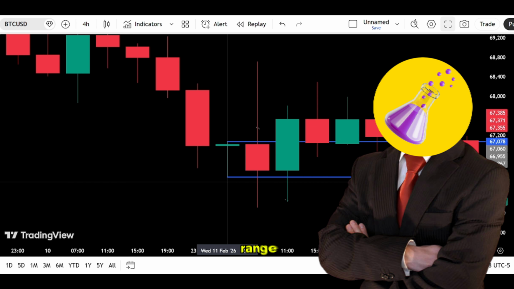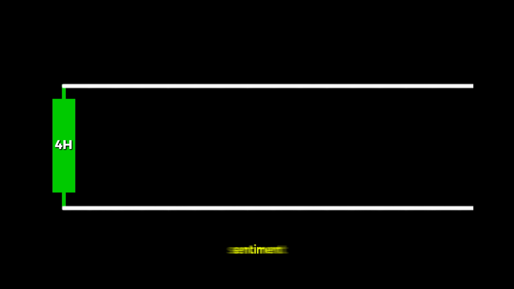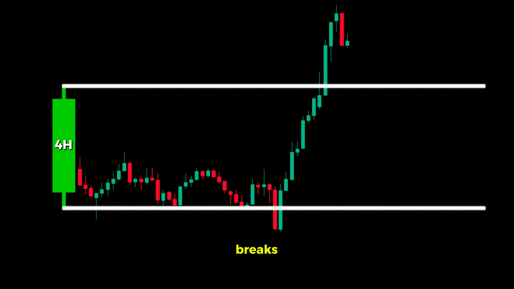Now, here's why this range matters. That first 4-hour candle captures the early market sentiment for that day. It shows you where the initial buyers and sellers were fighting. When price breaks out of that range and then pulls back in, it tells you that the breakout didn't hold, and that's your signal that price is likely to reverse back the other way.